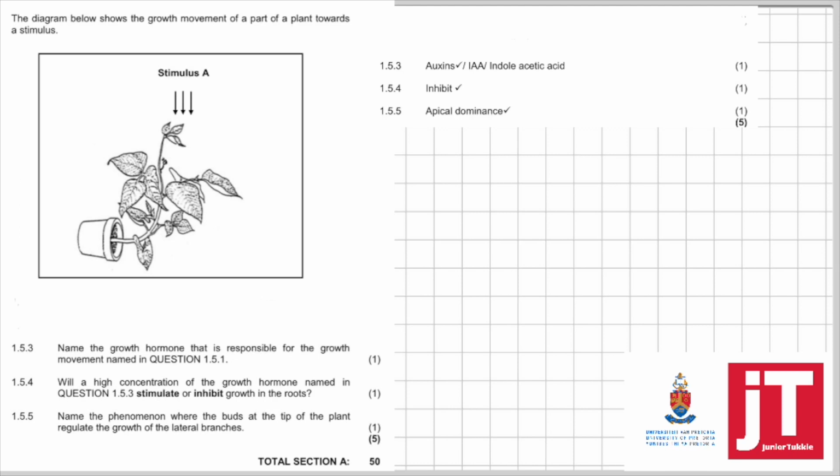What hormone is responsible for any tropism? It will obviously be auxin. 1.5.4, will a high concentration of the growth hormone auxin, mentioned in 1.5.3, stimulate or inhibit the growth in roots? That's quite easy. Inhibit. And 1.5.5, name the phenomenon where the buds at the tip of the plant regulate growth of the lateral branches. Very important, apical dominance.